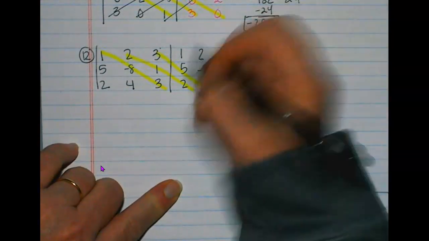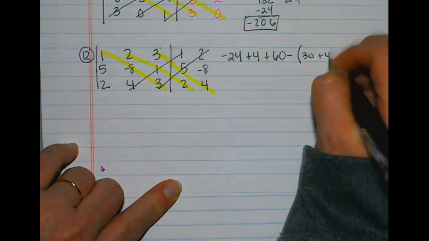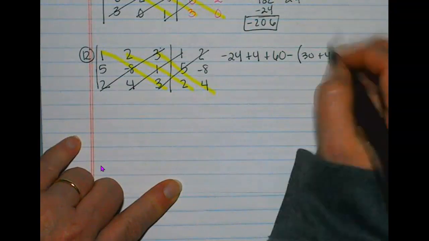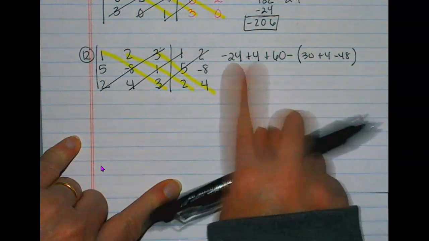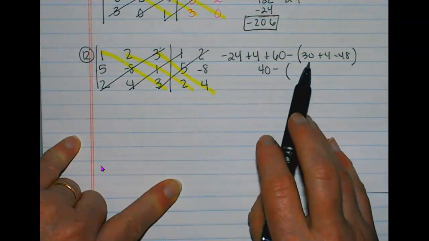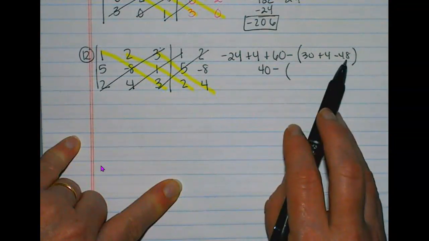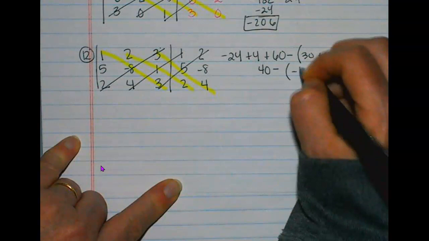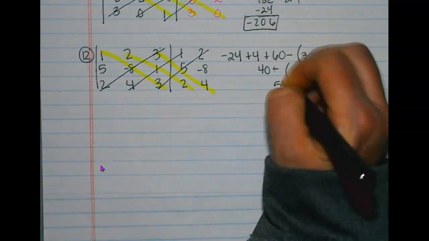Subtract in the other direction. That's 10 times 3 is 30. Plus 4. And then 6 times negative 8 is negative 48. There's a lot of numbers here, not as many zeros. So let's see, this is negative 20 plus 60 is 40. Subtract, I've got 30 plus 4 is 34 minus 48, or negative 14. If I work it that way. And I have 2 negatives, so I'm going to add them together now and get 54 as my determinant.